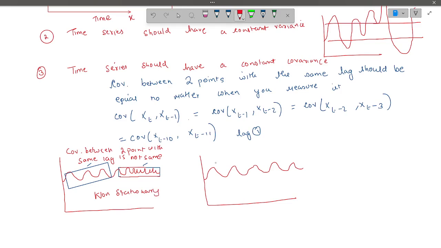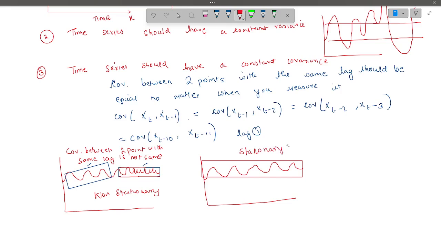Here spread is even. Spread is evened out. ये जो peaks बन रहा है, peak trough, उसमें जो spread है वो same है. So here covariance between 2 points with the same lag is same. This is stationary.